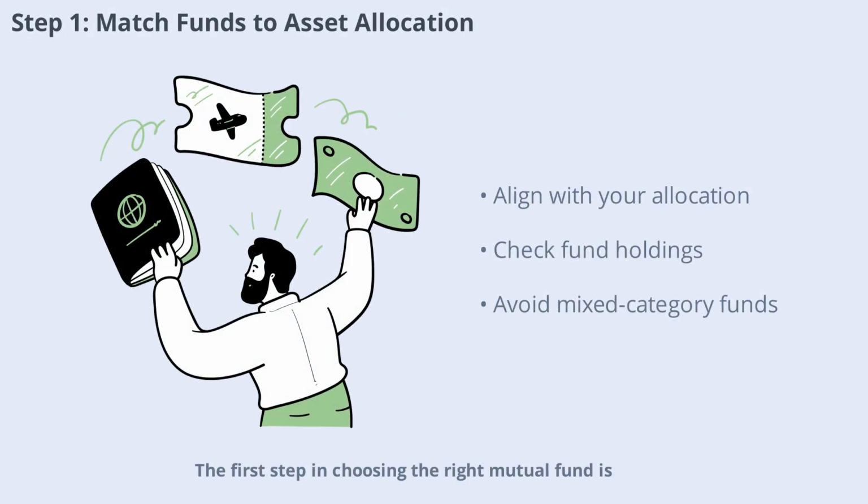The first step in choosing the right mutual fund is to match your fund selection to your asset allocation plan. Asset allocation is simply how you divide your investments among different categories like US stocks, international stocks, bonds, and real estate. For example, if your plan calls for 30% US stocks and 20% international stocks, you'll want to pick funds that specifically target those areas. Avoid funds that mix categories like balanced or all-world funds if you want precise control. Always check the fund's prospectus or summary page to see exactly what assets it holds.